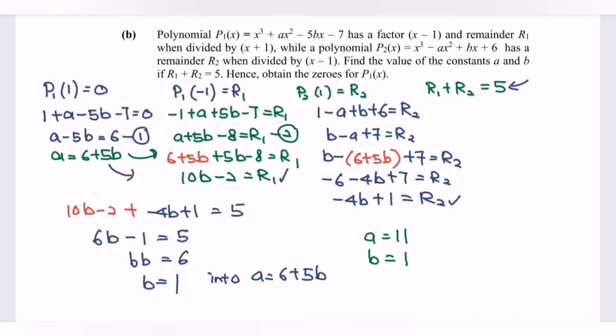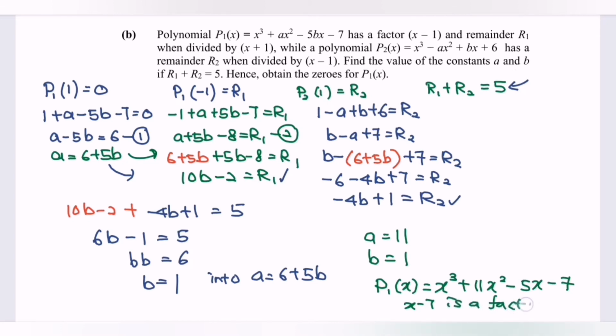Next, kindly refer to the question asking about p sub 1. So here, p sub 1 equals x to the power of 3, then we have the value of a, which is 11, so plus 11x squared, then minus 5x minus 7. And do remember, x minus 1 is a factor of p sub 1 x. Referring to the question, hence we obtain 0 for p sub 1.